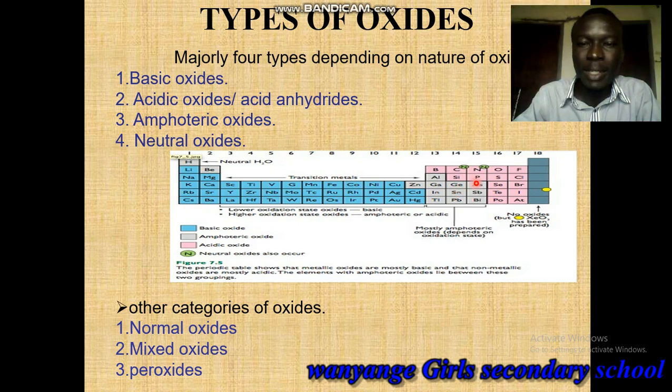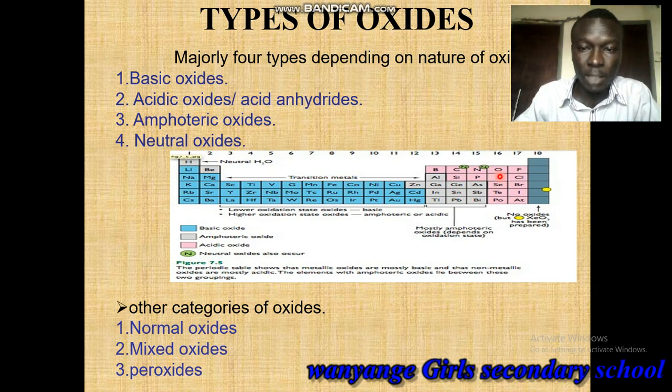Okay. Then this other region, these other elements which are shaded red, this one here, are non-metals. Therefore, which oxides do they form? They form acidic oxides mostly. However, there are some of these non-metals which will form neutral oxides.